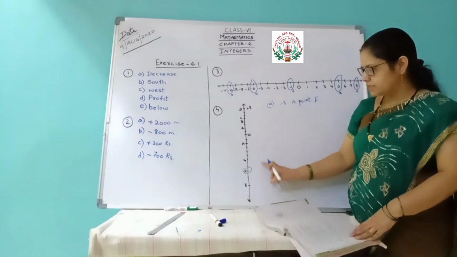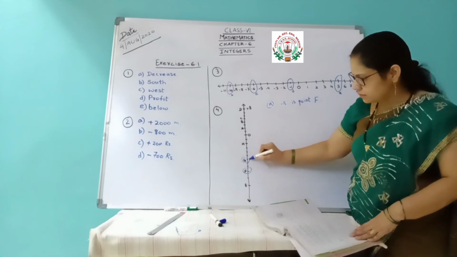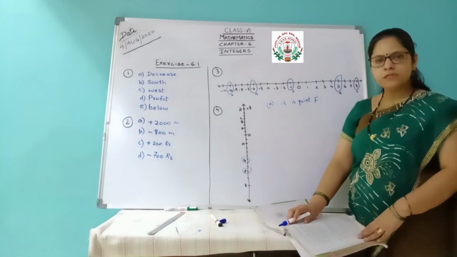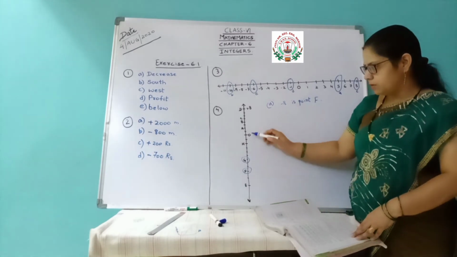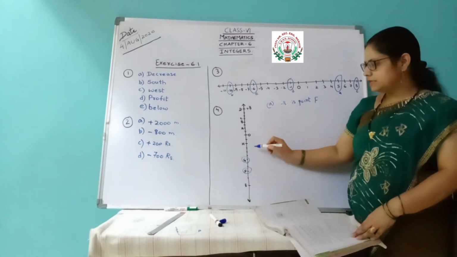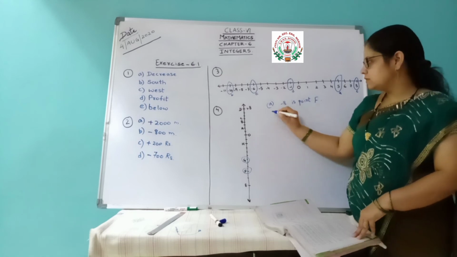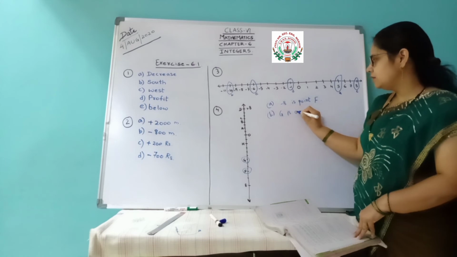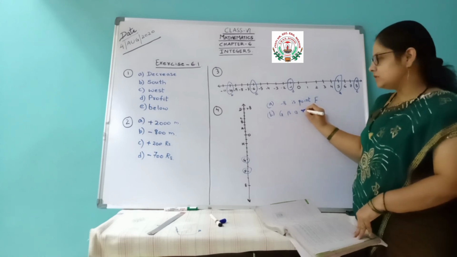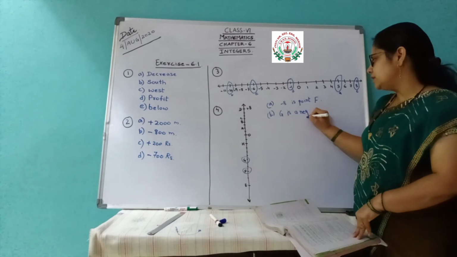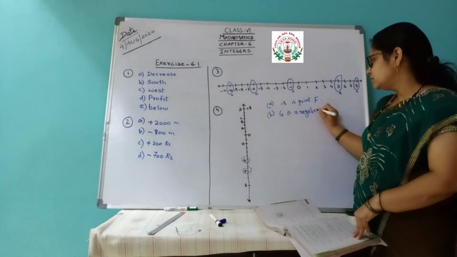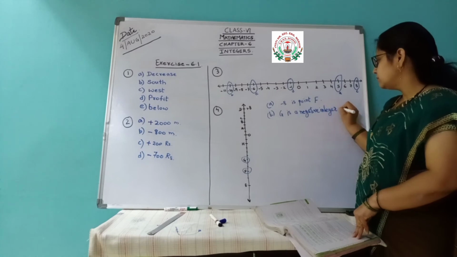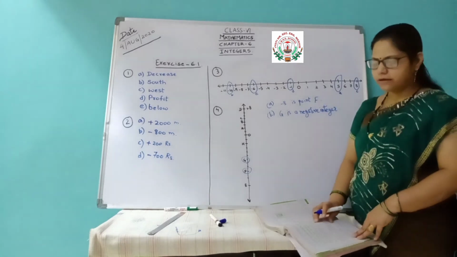Then, is point G a negative integer or a positive integer? First you find out where G is. This is point G. Whether it is in the negative integer part or the positive integer part, it is below 0. So you will write here: G is a negative integer.